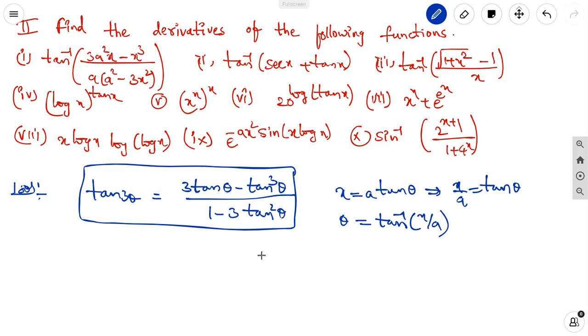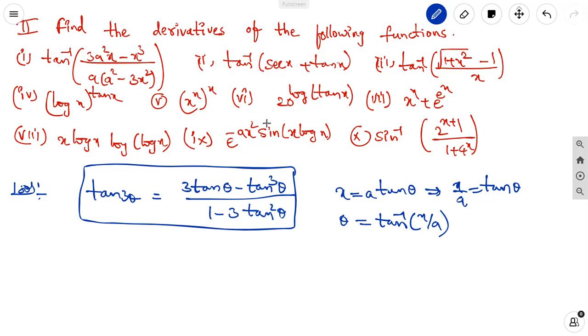Just apply theta equal to tan inverse of x by a, then differentiate y with respect to x. The derivative of tan inverse of x by a is 1 by 1 plus x square, with x by a whole square taken in place of x square. Okay, that is the first question. In the similar way, the second, third, fourth, up to 10 questions are there. In such a way we take suitable functions, let it be x or anything.